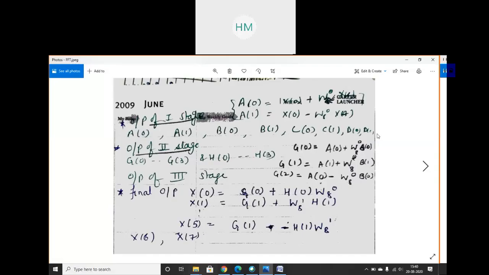A0, A1, output of first stage, see what is written: A0, A1, B0, B1, C0, C1, D0 and D1. Clear? These are the output of the first stage and will act as input to the second stage. And my second stage outputs are G0 to G3 for the upper 4 lines, for the upper section. For the lower section, H0 to H3. The output of first stage, output of second stage. What will be my output of second stage?